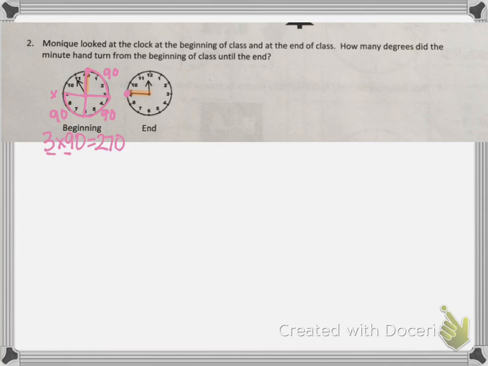So, let's see, how many degrees did the minute hand turn? 270 degrees. The minute hand turned 270 degrees. Okay? Make sure you have that sentence, please.